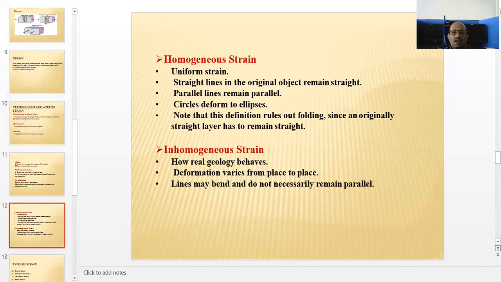Okay, that is what we are discussing. Now in this, we can note that the definition of rules of folding says an originally straight layer has to remain straight. So always in homogeneous strain, it will be straight. There are no other layers in machine components. In homogeneous strain, all this geology will behave this way. Deformation will occur and vary from place to place.